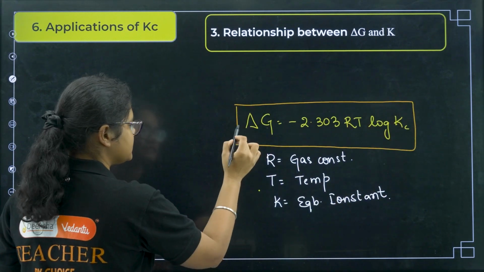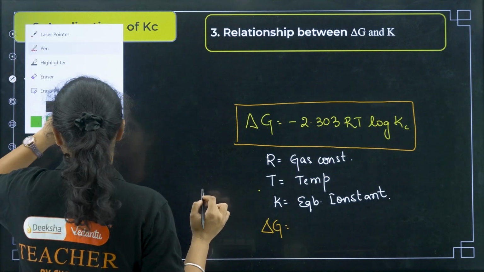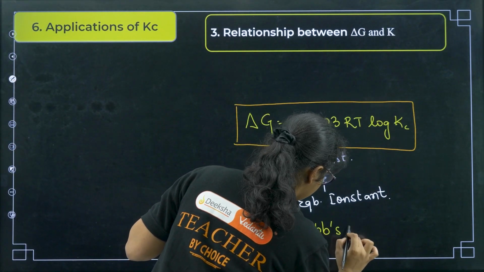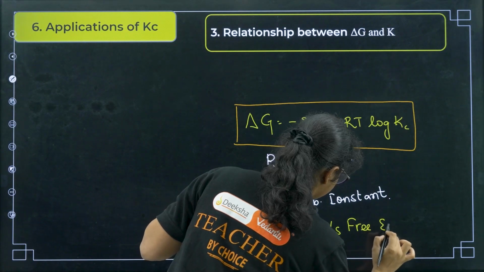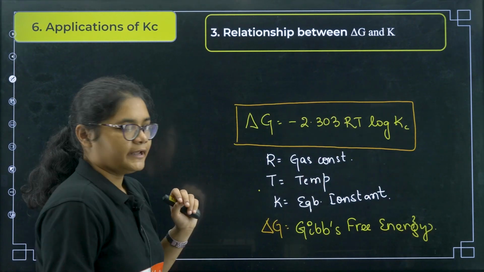So what is delta G here? Again, delta G is nothing but Gibbs free energy. Delta G is Gibbs free energy. Clear?